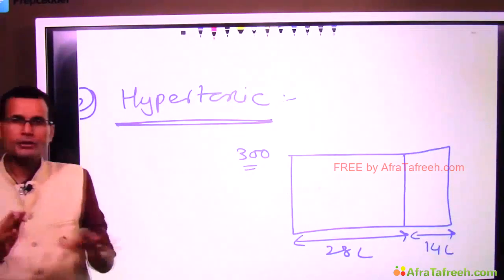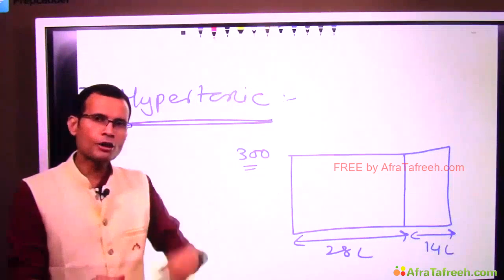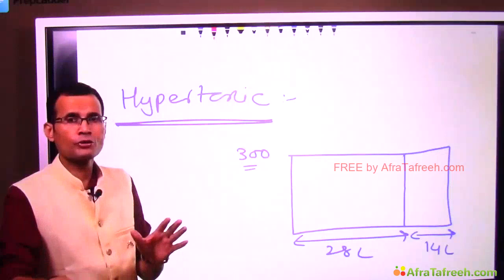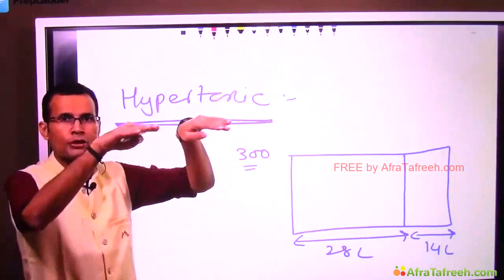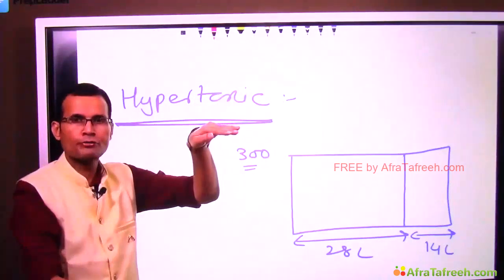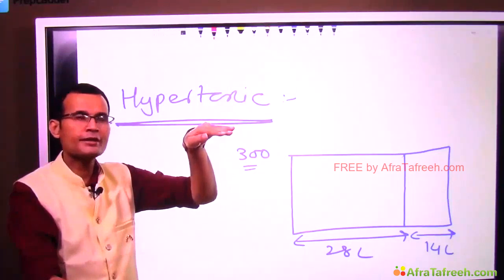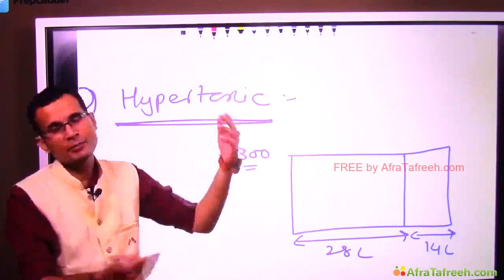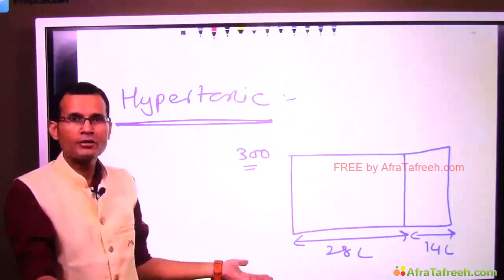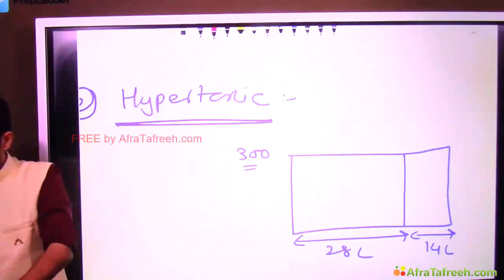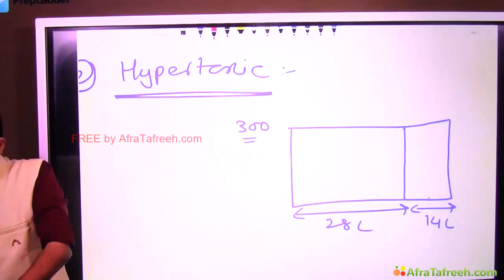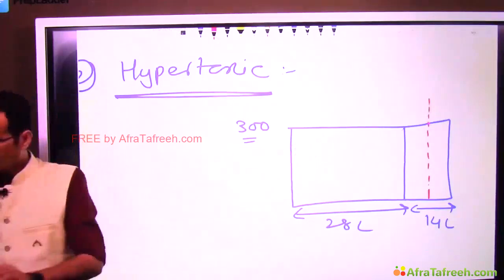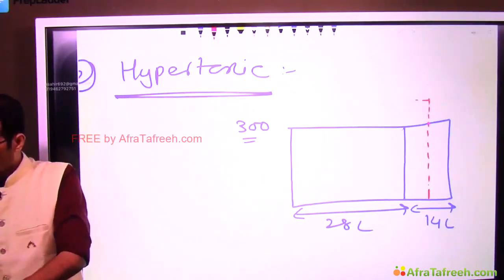Hypertonic dehydration. What does it mean? Only water was lost from the ECF. See, this is sodium, this is water. Only water lost from the ECF. So in the ECF now there is more sodium and less water. That means ECF becomes hypertonic, isn't it? So water lost from the ECF, and since only water was lost, ECF becomes hypertonic.